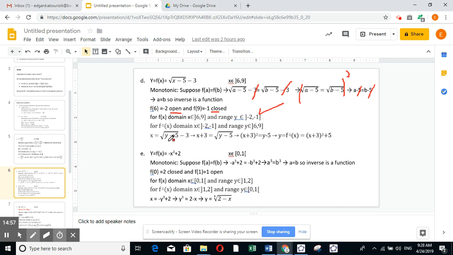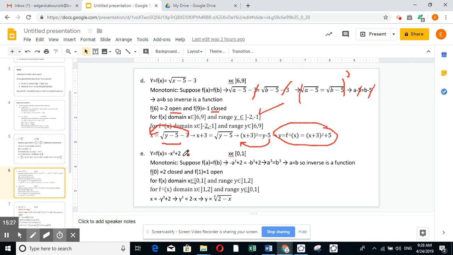Now I need to find the inverse function. I replace y by x and x by y. Now I put y on one side, but it's a square root, so I put the whole square root on one side. I take the minus 3 to the other side. Okay, so I square both sides now. So x plus 3 squared equal y minus 5. To find y, I take 5 to the other side. This will be the inverse function, and this is its domain, minus 2 till minus 1.